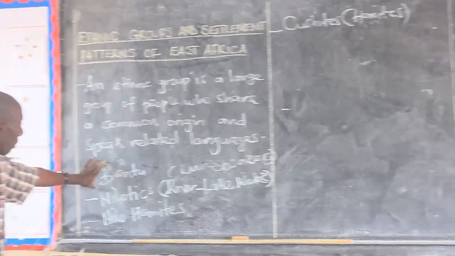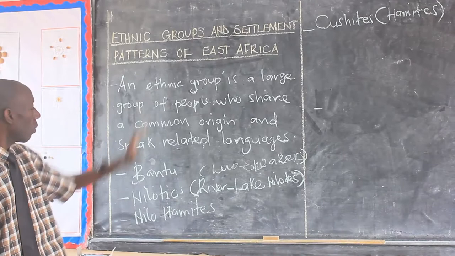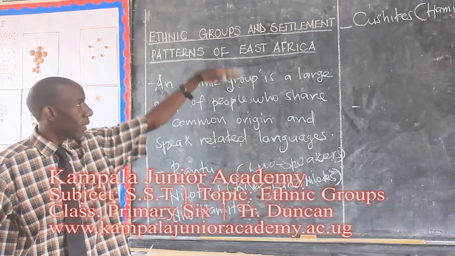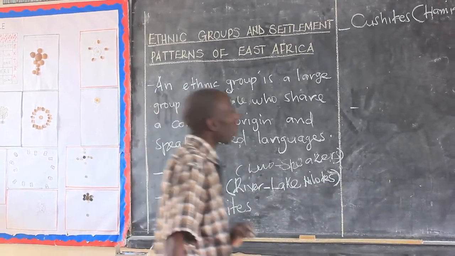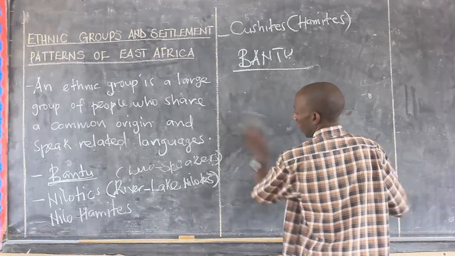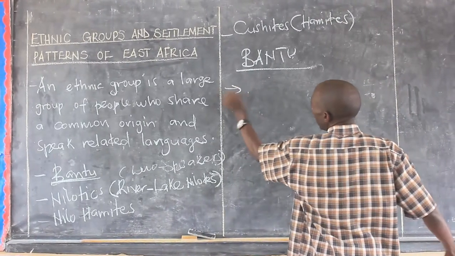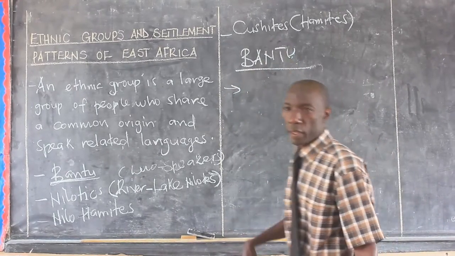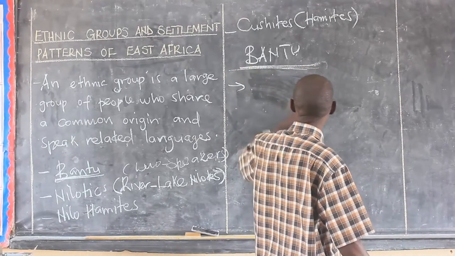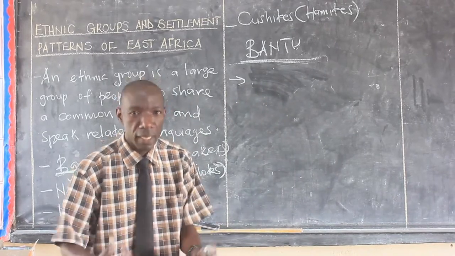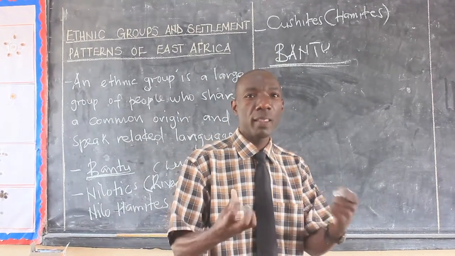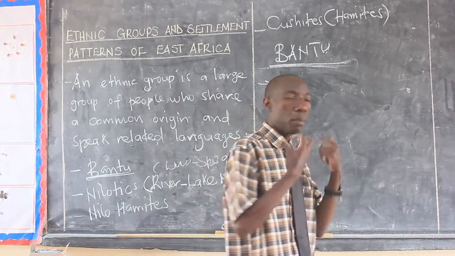Now, today, we want to talk about the Bantu. Though we have listed all these ethnic groups, we want to look at this ethnic group called the Bantu. Let us first ask ourselves, who are Bantu? Bantu is a large group of people who speak common languages with a root word ntu referring to human beings.